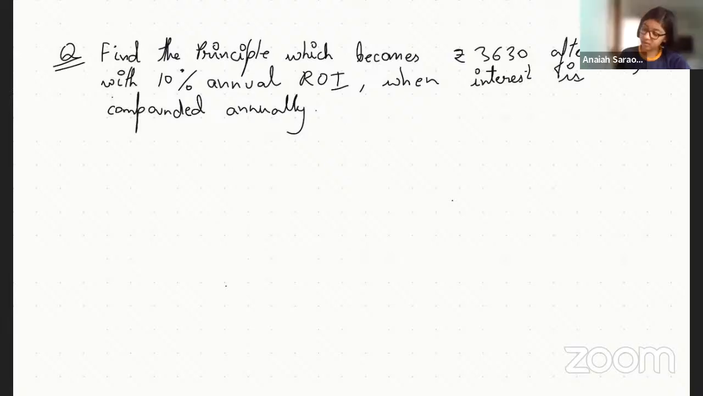Ma'am, to find out the principal, are we going to do interest into 100 divided by R into T? This is the question for compound interest. For CI, you have to use the formula A equals P times 1 plus R by 100 raised to the power N. That formula we are going to use in this one.